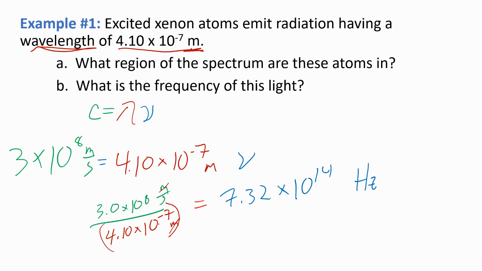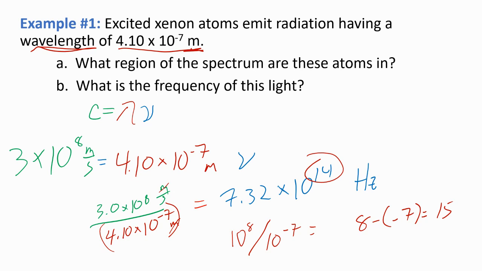10 to the 8th divided by 10 to the minus 7 would be 8 minus a minus 7, which equals 15. So you should be in the ballpark of 15. And the reason that happened is when you divide 3 by 4.1, you get 0.732 times 10 to the 15. And when you move that decimal over, you account for it here to make it 7.32 times 10 to the 14th.